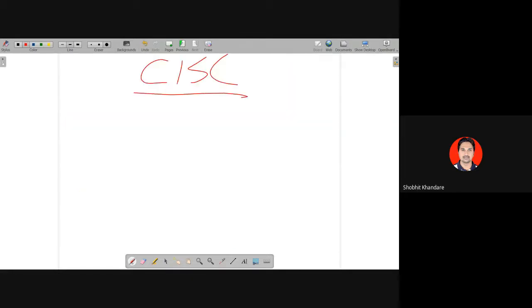So we will proceed to the CISC now. हमने RISC के देखे, we have seen different features of RISC. Now we will talk about the CISC. R stands for reduced. Here C stands for complex.